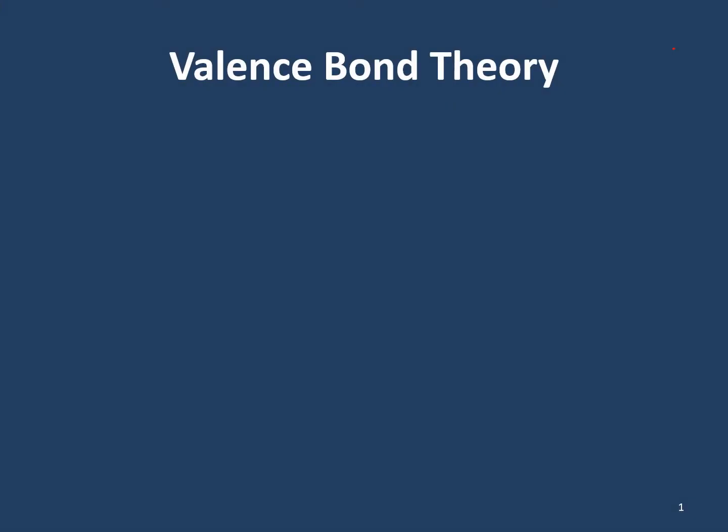Hello, Chem 1A. This is Chapter 11, Lecture Video 6, and we're going to be discussing what's known as valence bond theory. This is the first of two theories to explain how bonding actually occurs in our molecules.